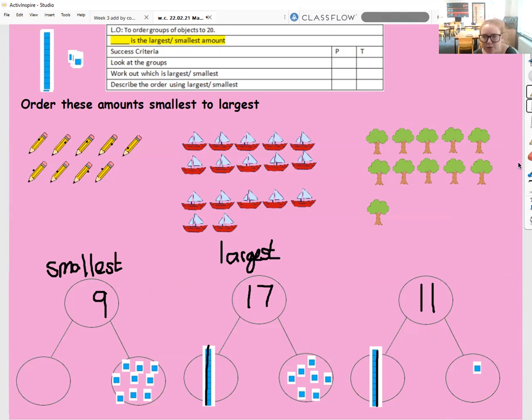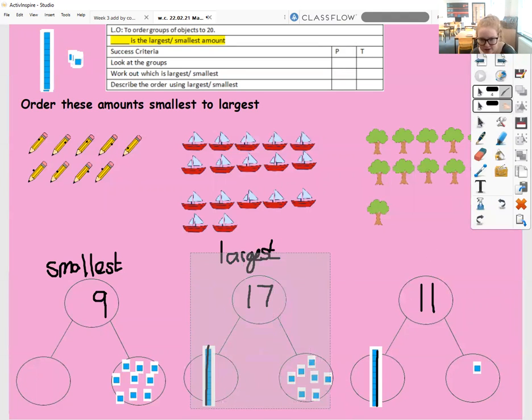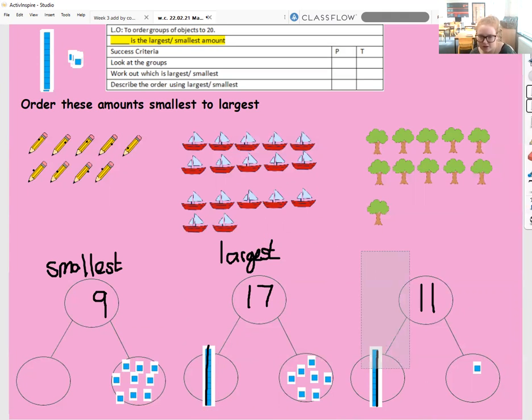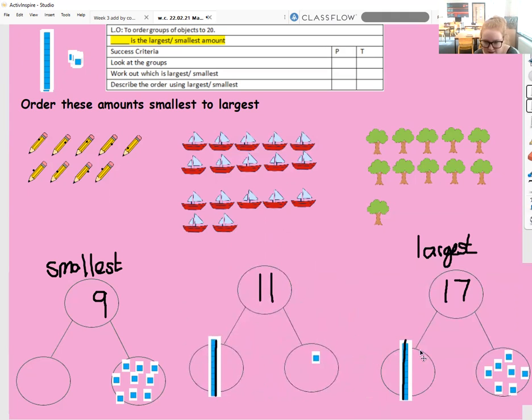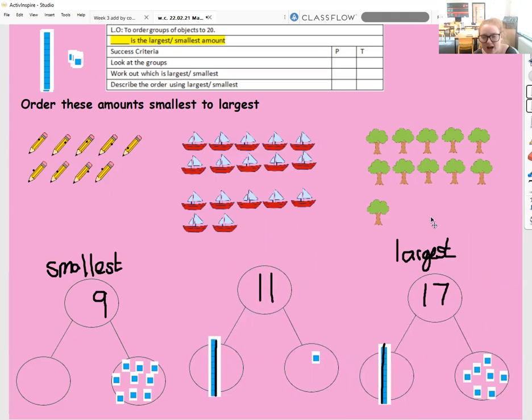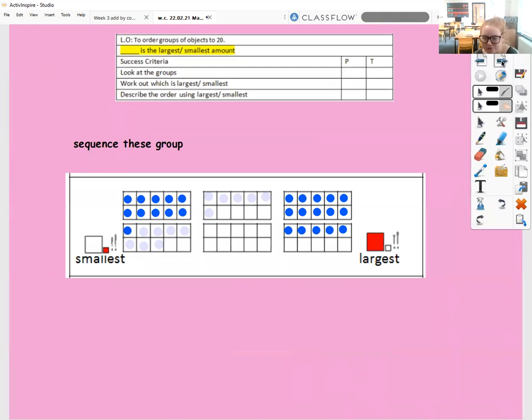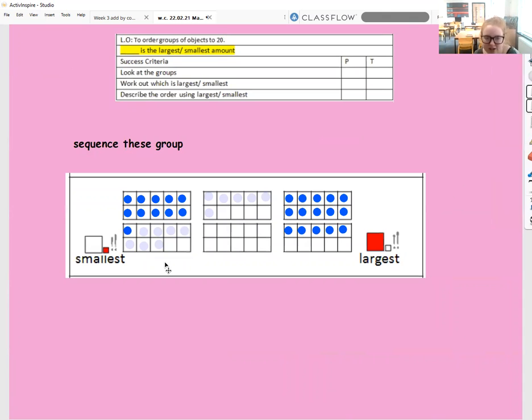So I can order my numbers by putting them in order from smallest to largest, like this. So smallest is 9, 17 is the largest, and I've put 11 in the middle. Okay, so now I want to have a look at sequencing these groups of numbers.